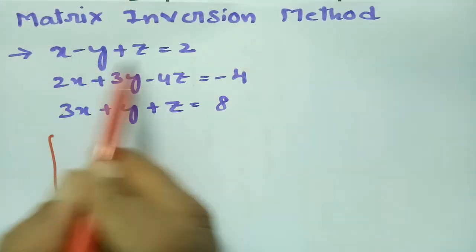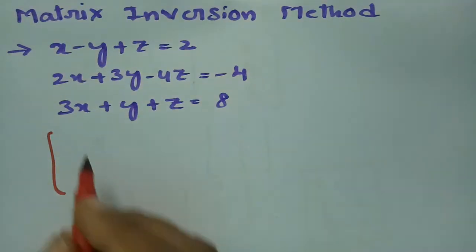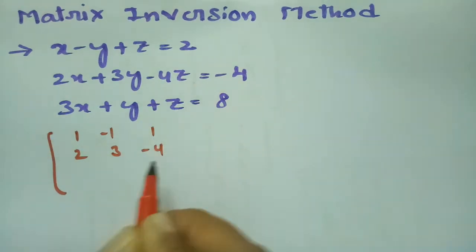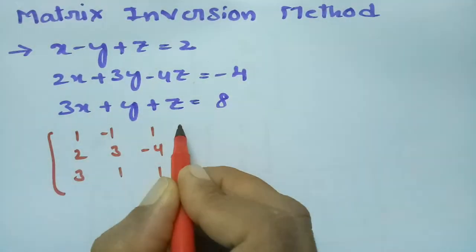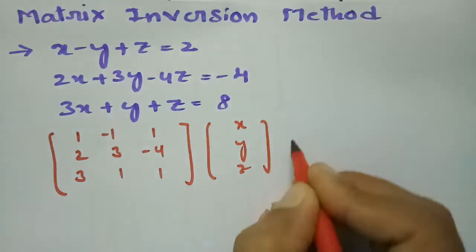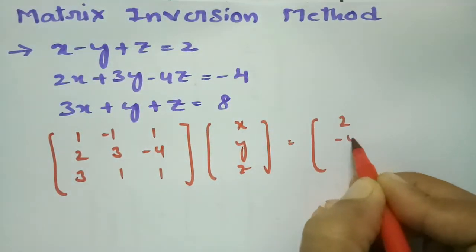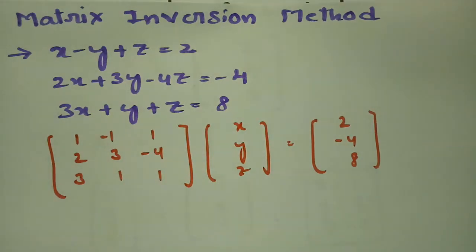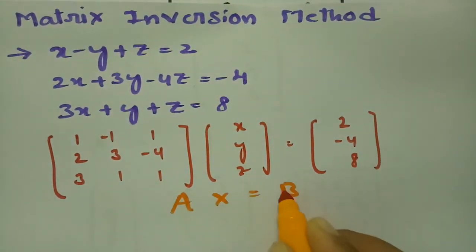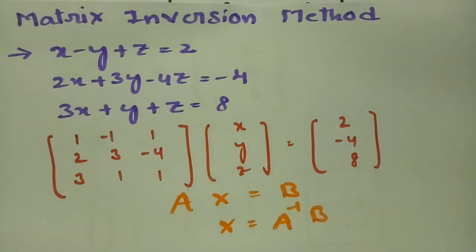As usual, I am writing this in the form of matrix notation, that is 1, minus 1, 1; 2, 3, minus 4; 3, 1, 1, into x, y, z is equal to 2, minus 4 and 8. So this is of the form AX is equal to B. I need the value of X, and it's very simple, that is A inverse into B.